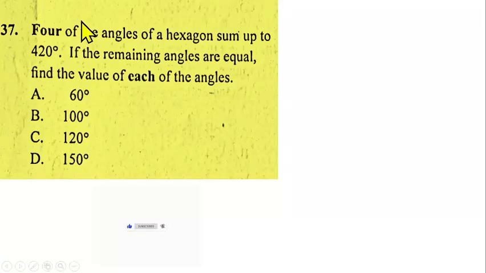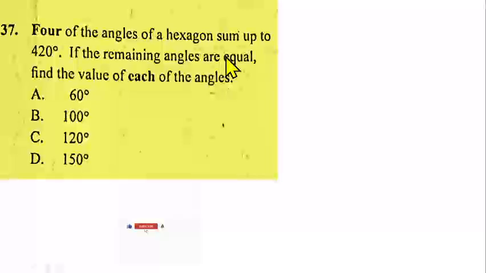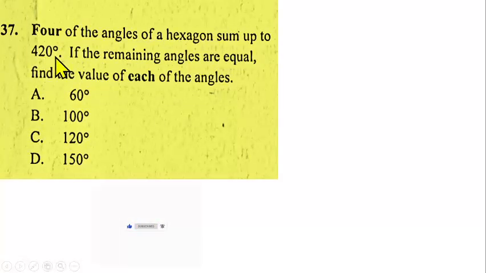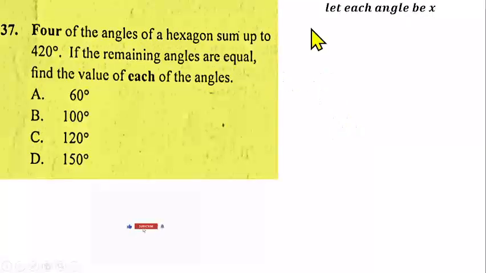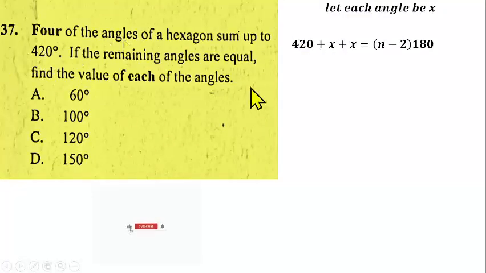So we know that a hexagon has 6 angles, and 4 of them have been given, and they sum up to 420 degrees. If the remaining angles are equal, how many angles do we have left? We have 2 angles left. So we can say let each of the angles be x. So that means the 2 angles will now be x plus x, plus this 420 will give us the sum of angles in a hexagon.